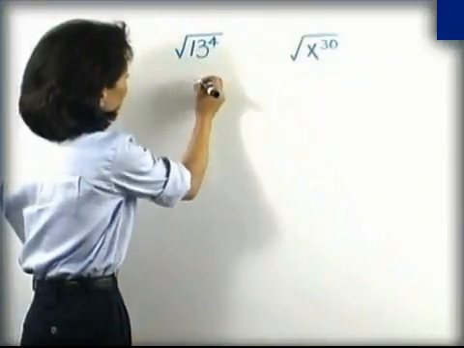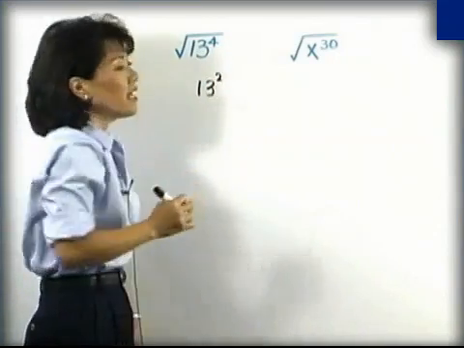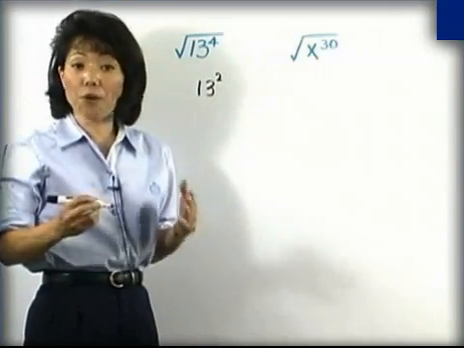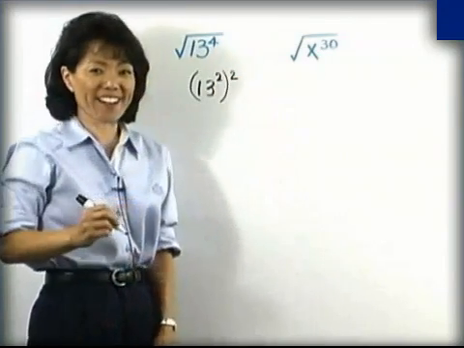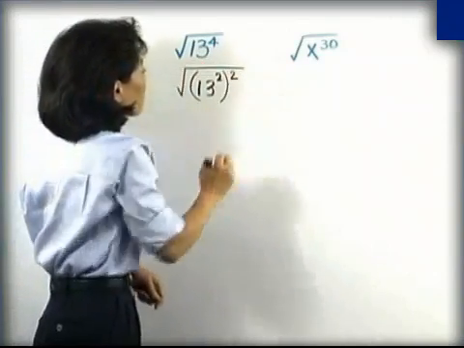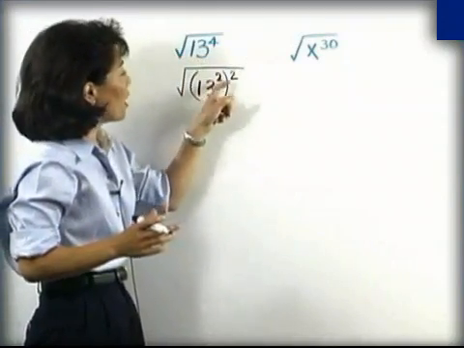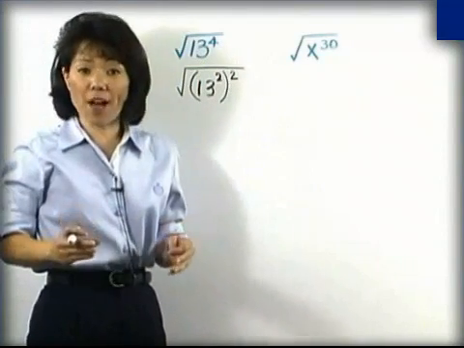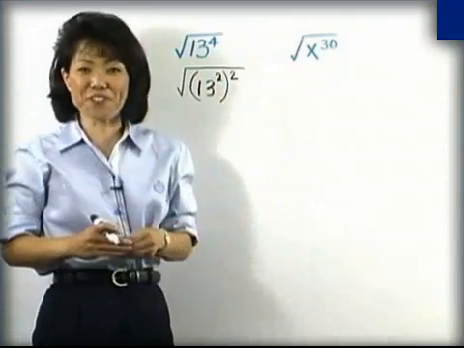Would you agree with me here that I could rewrite 13 to the fourth power as 13 to the second times 13 to the second, or in other words, 13 to the second quantity squared? Think about that for a moment. This is under the square root sign. If you would agree with me that I could rewrite 13 to the fourth as 13 squared squared, remember the rule of exponents says when I raise to a power, I multiply. So this is really 13 to the 2 times 2, or 13 to the fourth power.